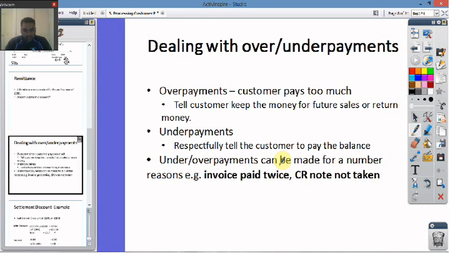Underpayments: respectfully tell the customer to pay the balance. So if you were paid, say, £230, obviously there's money owing, then you'd ask when it's going to be paid. Obviously you need to do this respectfully, because if you've got an ongoing relationship between buyer and seller, you want that to continue in the future.